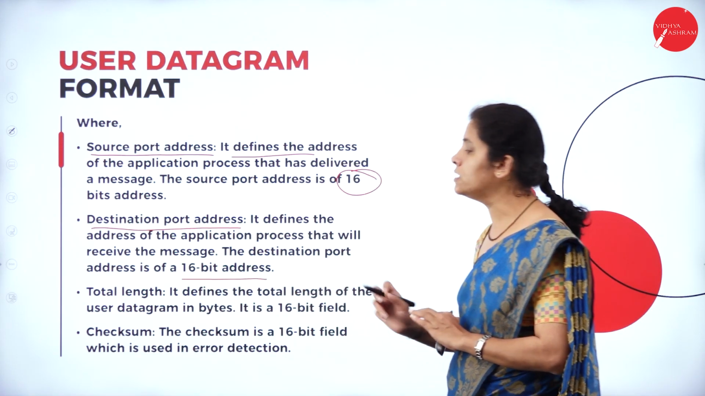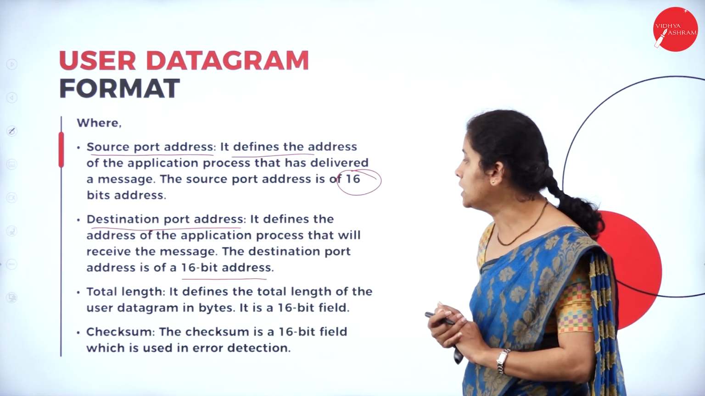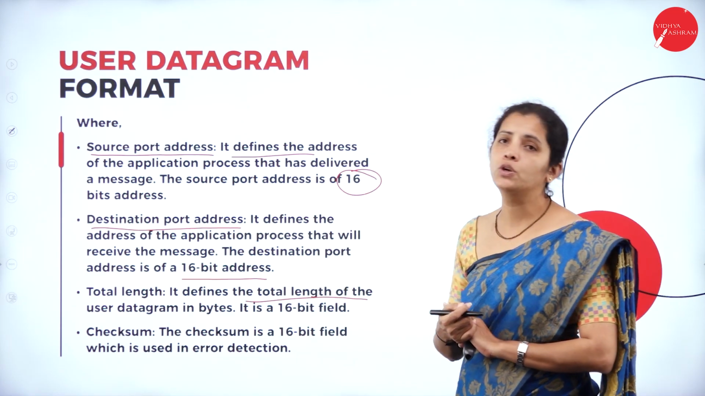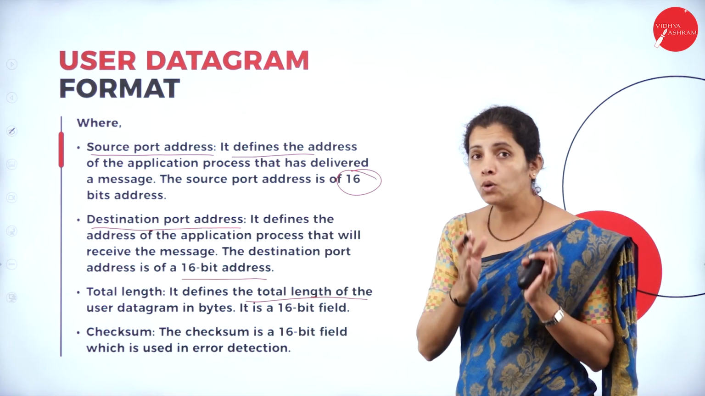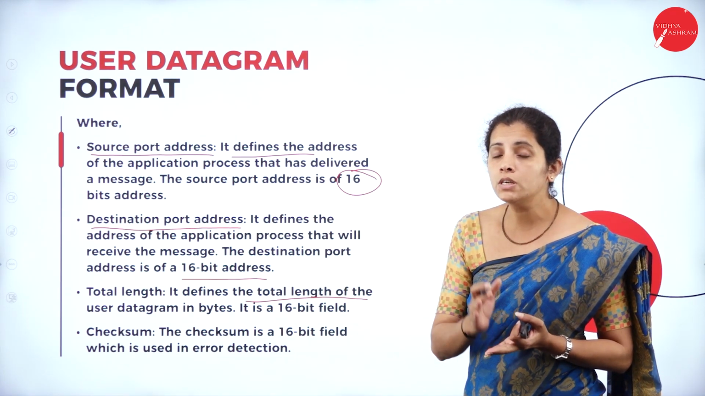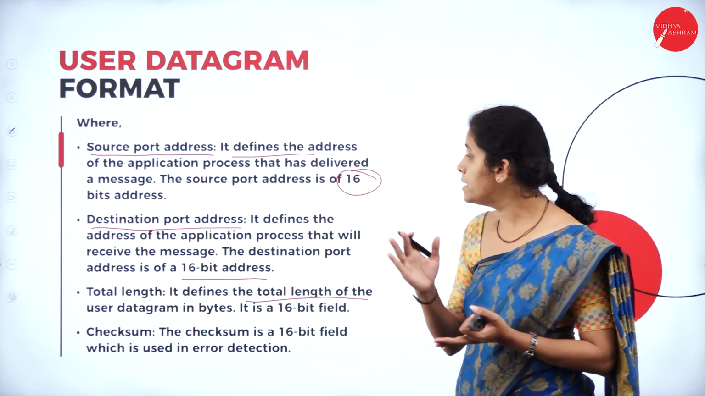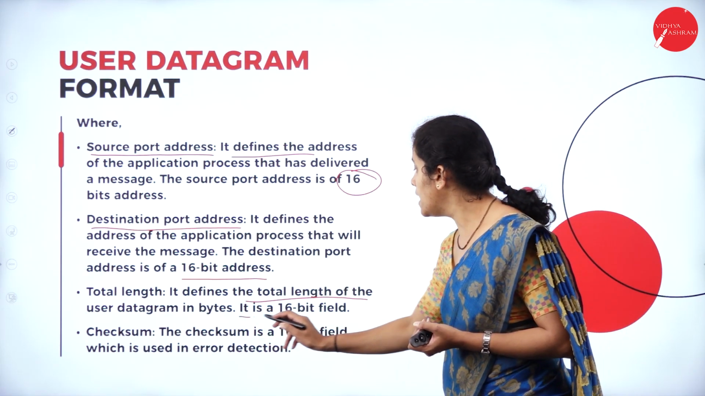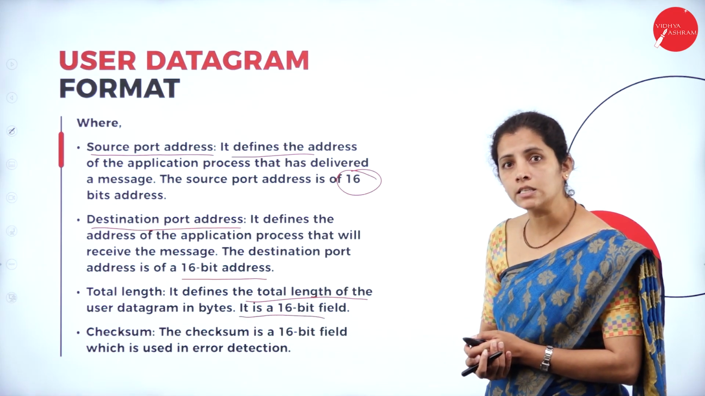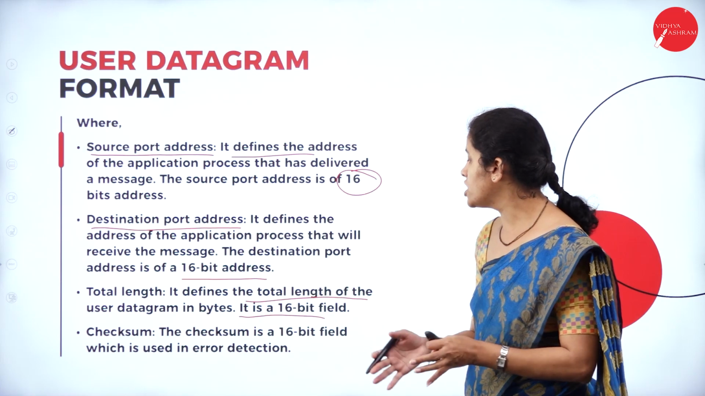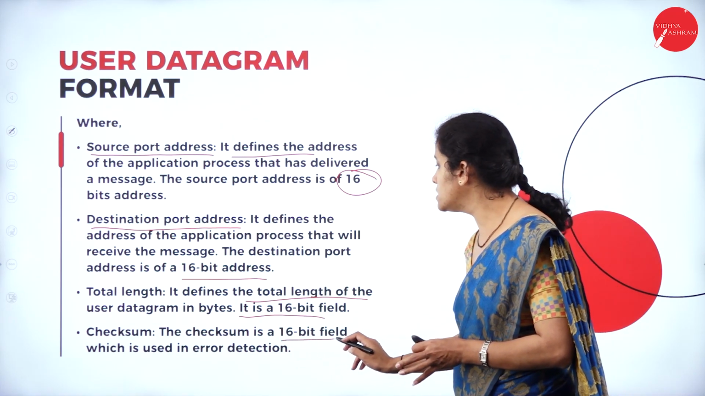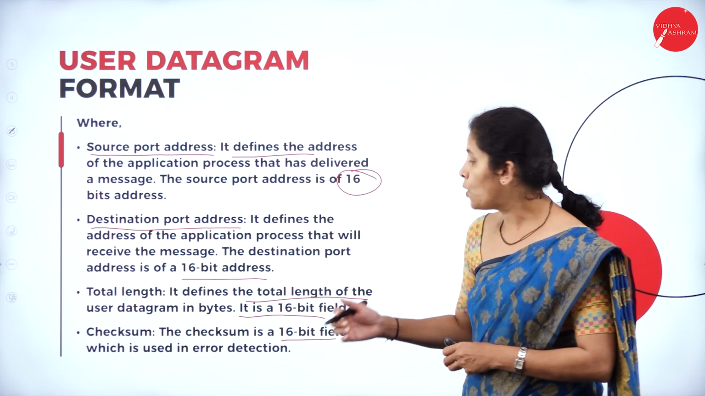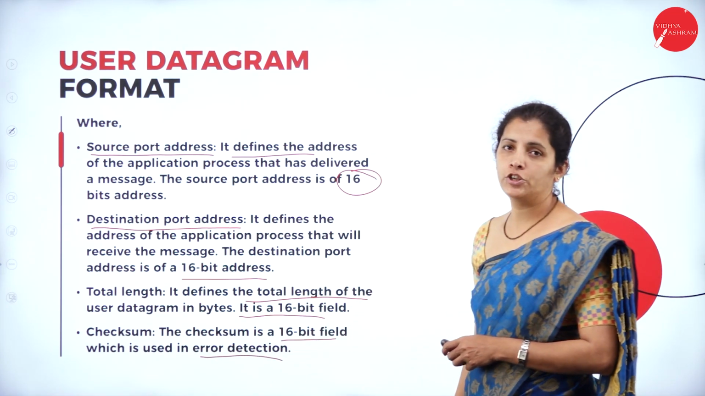It is 16 bit. Then total length, it defines the total length of the user datagram. So the total length of the user datagram is specified by the total length. And what is the length of this field? It is 16 bit. And checksum, it's also a 16-bit field and it's mainly used to provide error detection.